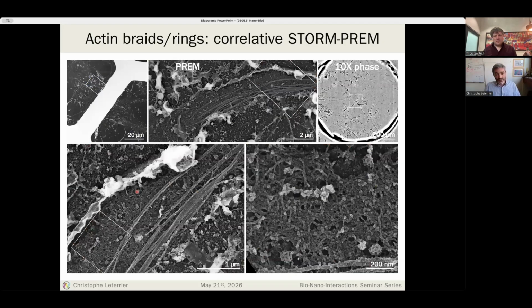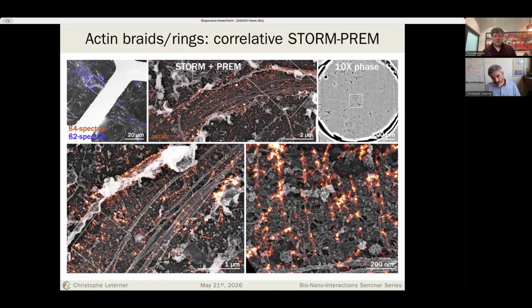And when you do that, so this is the EM replica, and you see that the axon is split open with the microtubule inside. And when you have the mesh here, and you see these vertical braids, but you don't see them all along, they disappear in the mesh, in and out of the mesh. But when you superimpose the STORM image, it's very clear that each of these vertical filaments, the braids on the PREM image, are indeed the rings on the STORM image.